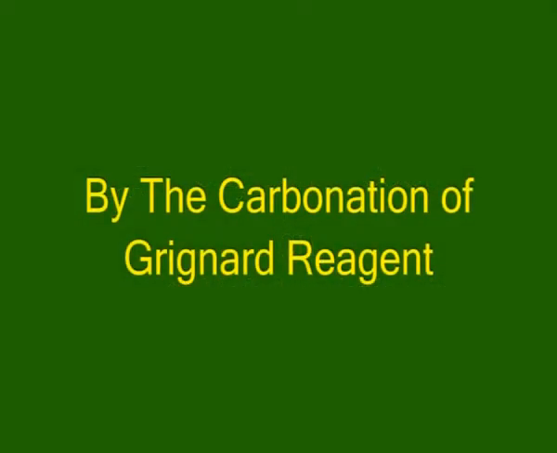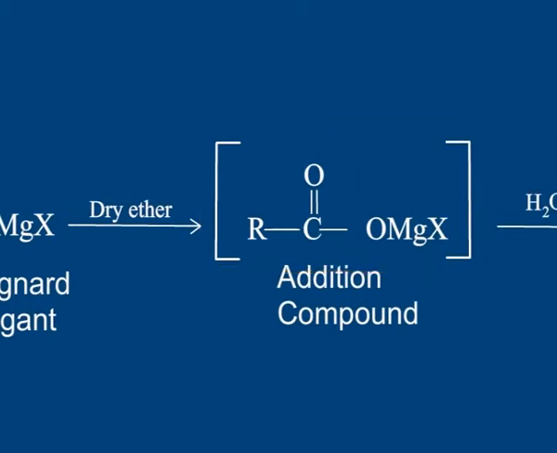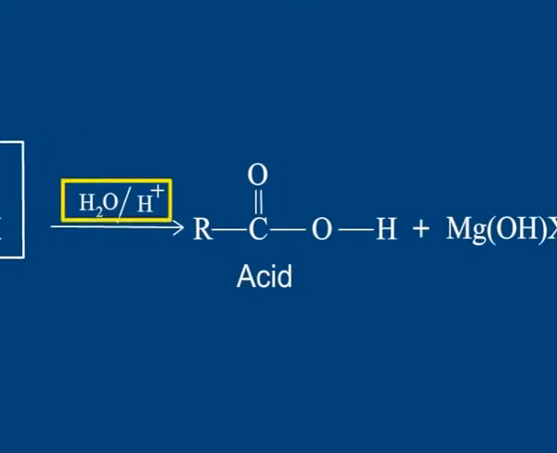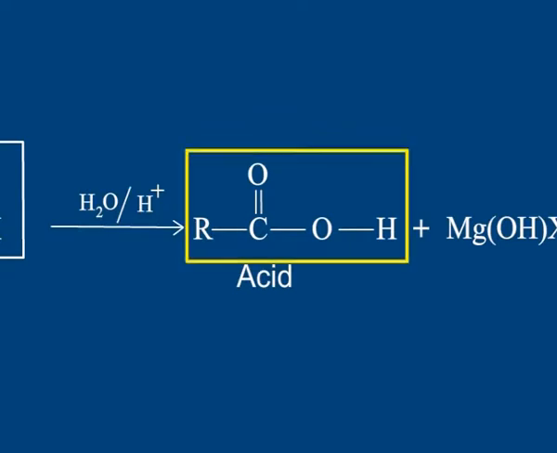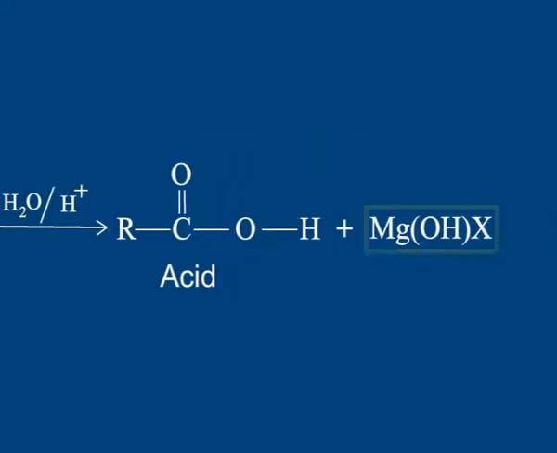Children, we will now learn preparation of carboxylic acids by the carbonation of Grignard reagent. When carbon dioxide is passed through a dry ethereal solution of Grignard reagent, an addition compound is formed, which upon hydrolysis in the presence of mineral acid gives monocarboxylic acid and hydroxy magnesium halide.